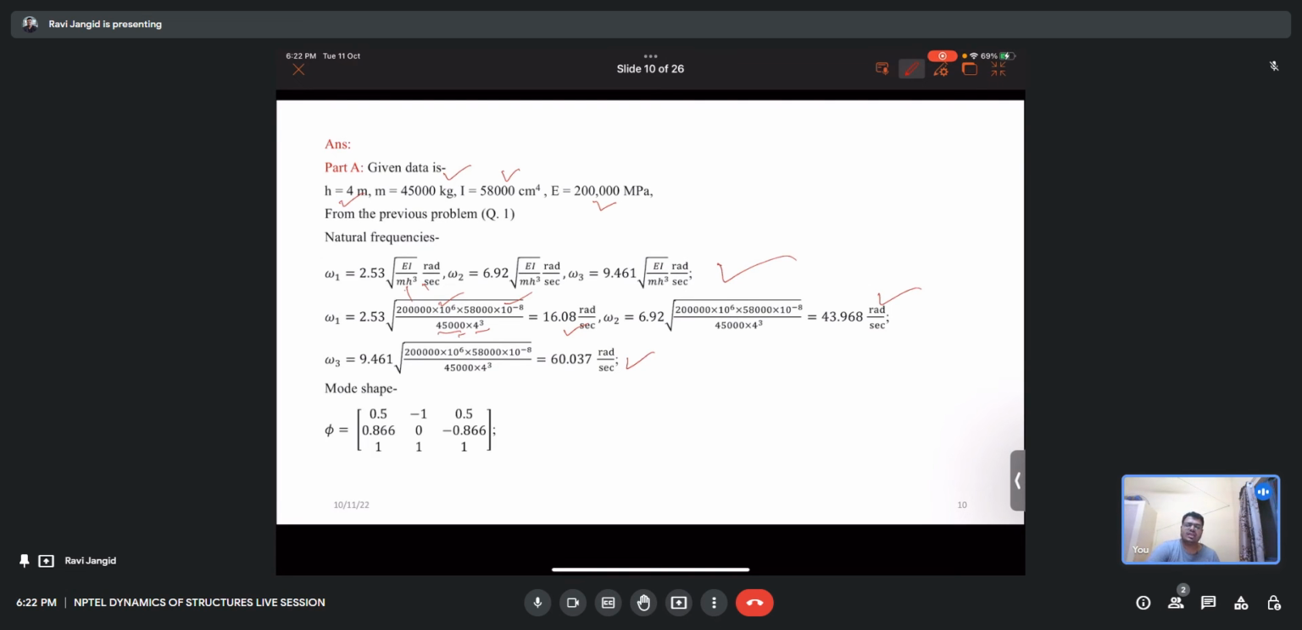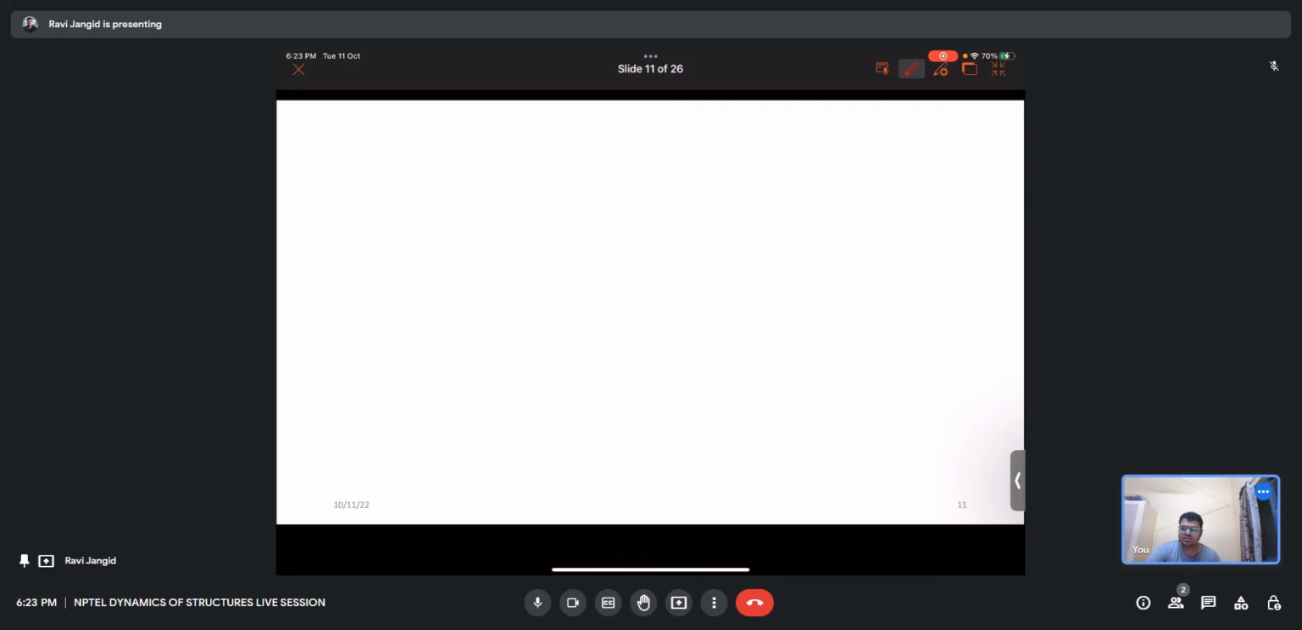After getting omega 1, omega 2, omega 3, I can calculate the time period. The mode shapes are given from the previous question, that is 0.5, 0.861. This is mode shape 2, this is mode shape 3. Now I can calculate the time period, which is Tn equal to 2 pi by omega n. So I will get 2 pi by omega 1, 2 pi by omega 2, 2 pi by omega 3. So this will be my time period. Coming out to that, T1 is 0.39, T2 is 0.1429, and T3 is 0.1 second.